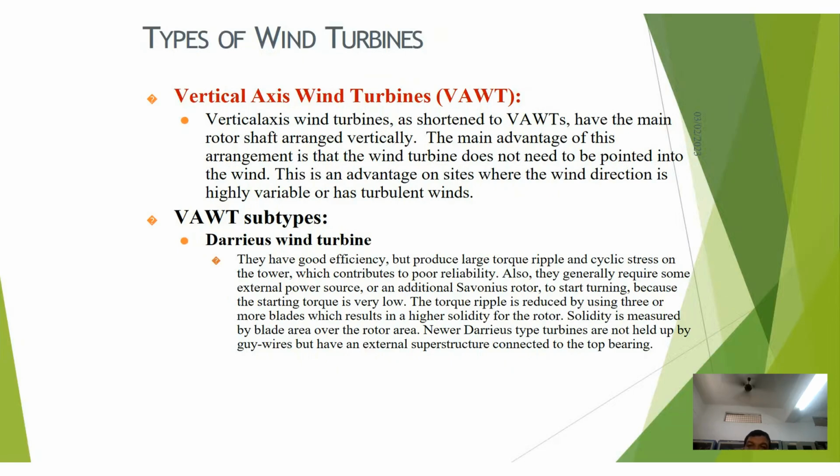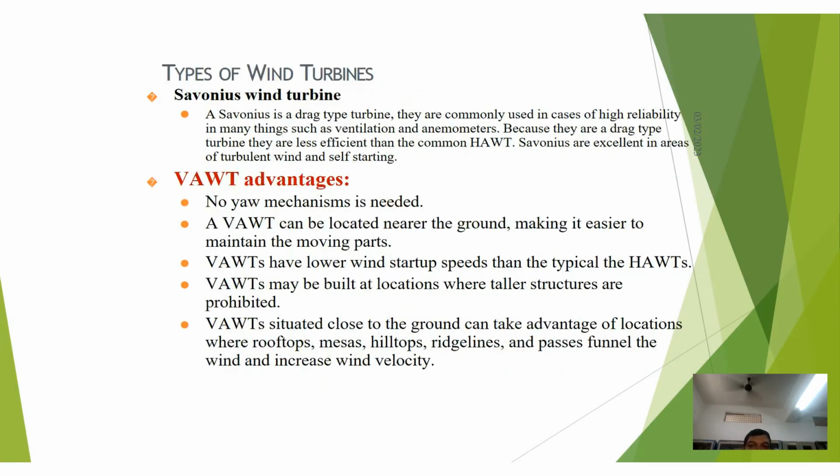In types of vertical axis wind turbine, mainly we are using Darrieus and Savonius type wind turbines. So we have the Darrieus rotor and Savonius rotor type vertical axis wind turbine. They have good efficiency but produce large torque ripple and cyclic stress on the tower.